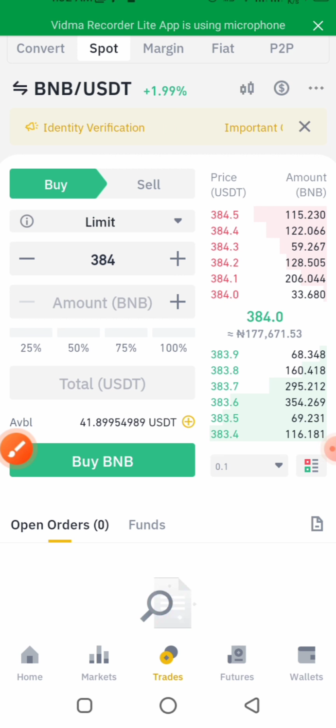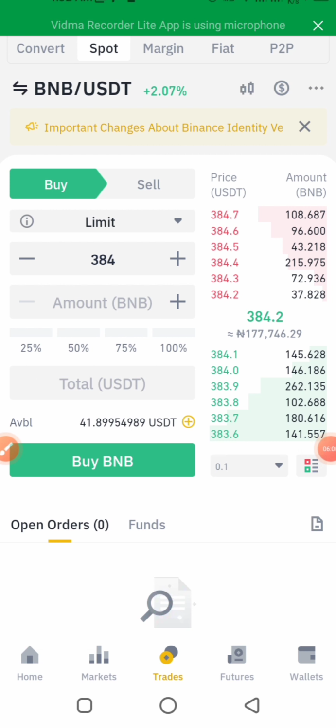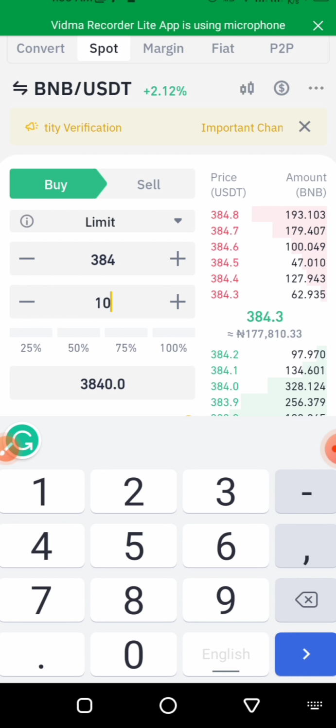Now, if I want to buy BNB, let me try and set up a trade. What I'm going to do here is that this is already in limits. I'm going to put the amount of BNB that I want to buy. Maybe I want to buy 10. I'll now put 10. Did you see it? I've now put 10 here.